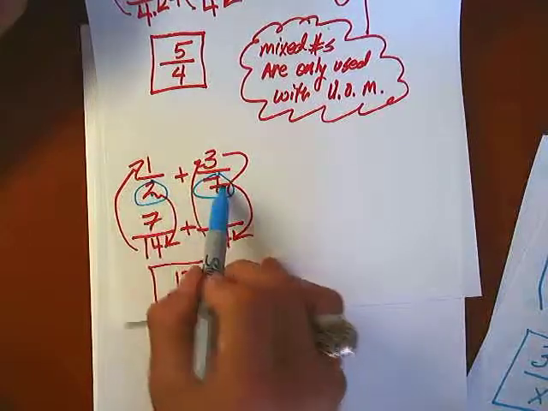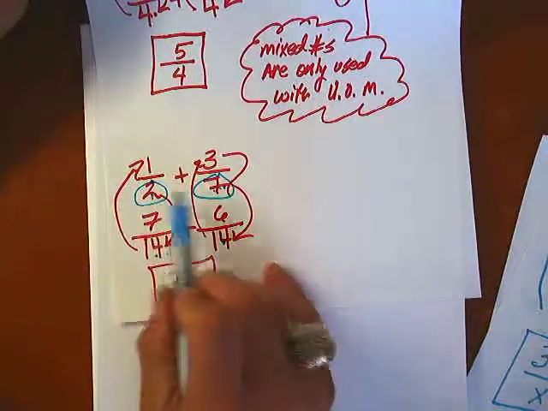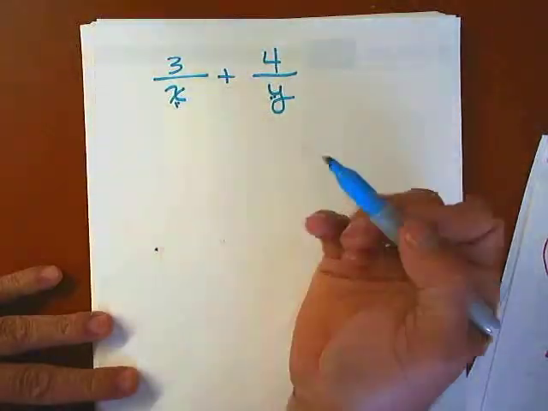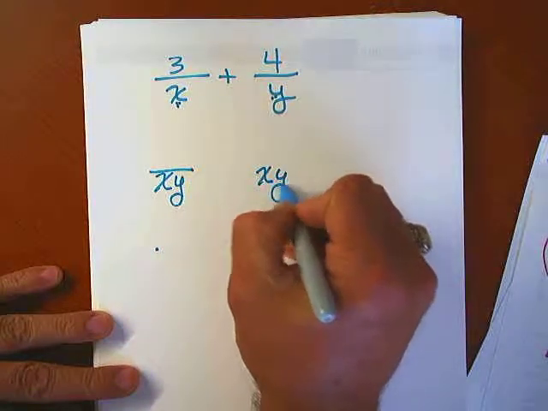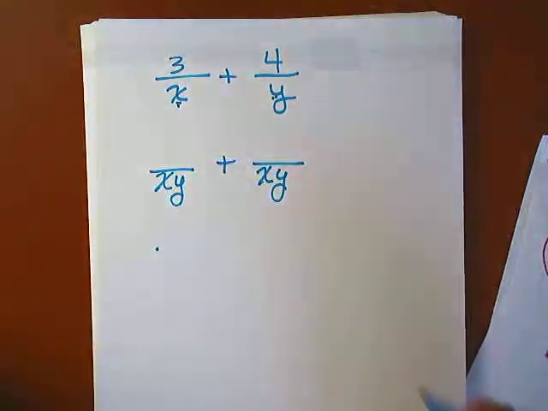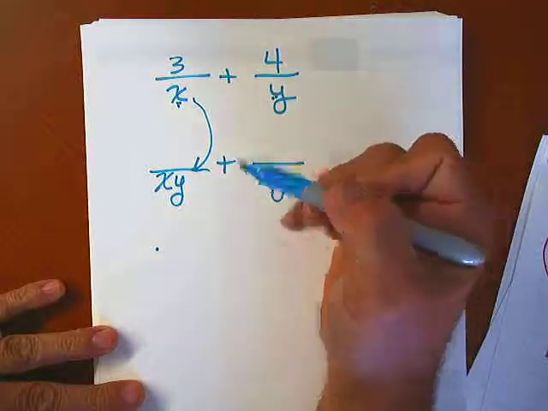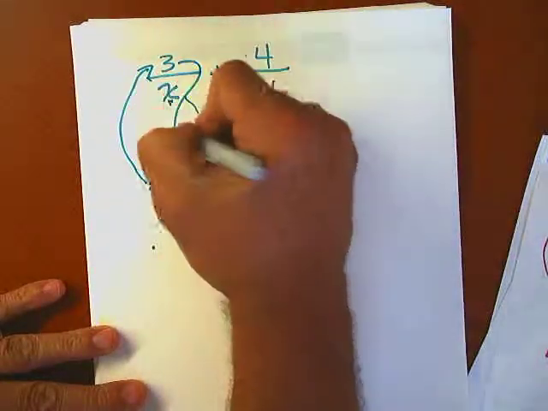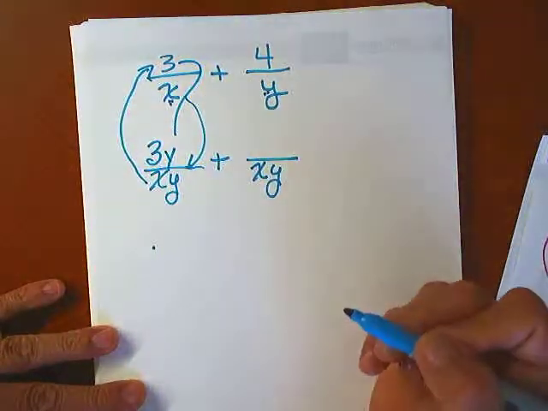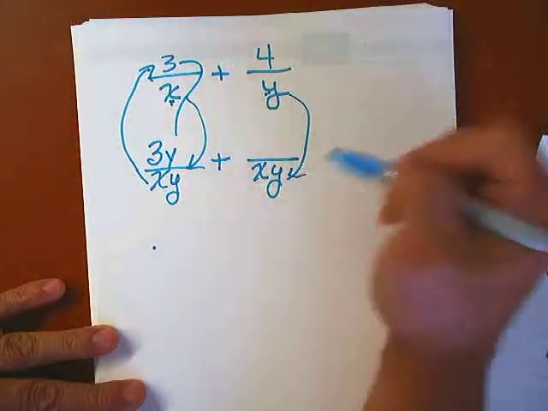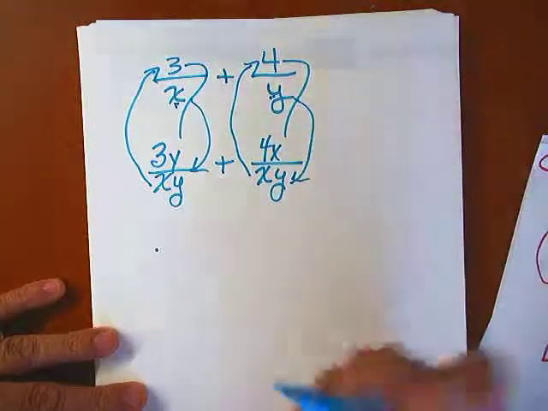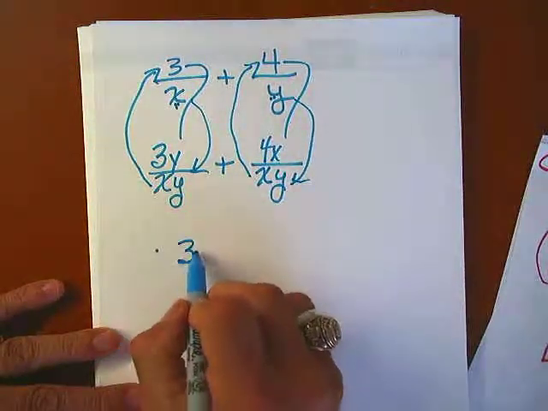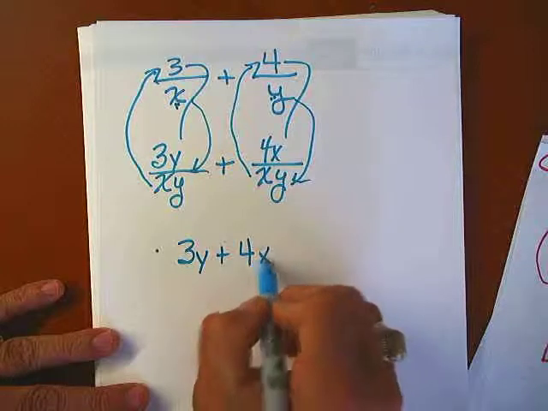Let's go with 3 over x plus 4 over y. These two have nothing in common. So what did you do back in pre-algebra when you had two prime numbers? You multiplied them together. Now with numbers, you multiply them together and get another number. But with variables, you just have x, y. So I'm going to multiply them together, and there is my common denominator.